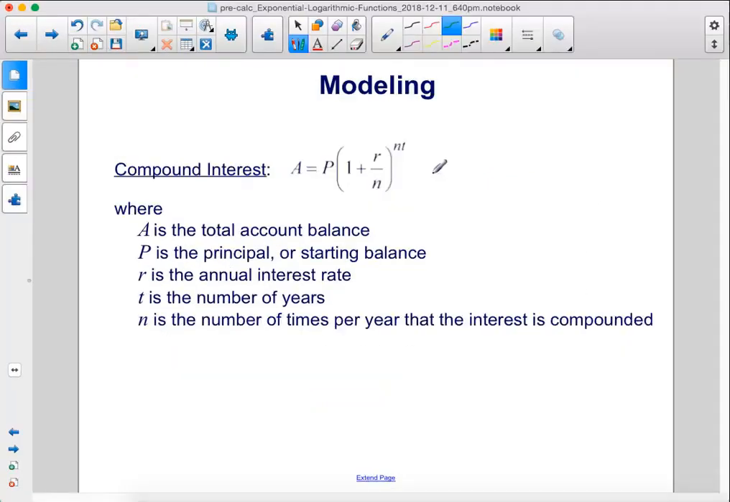For compound interest, we use this equation, A equals P times (1 plus R over N) to the NT power, where A is the total account balance, P is the principal or starting balance, R is the annual interest rate, T is the number of years, and N is the number of times per year that the interest is compounded.